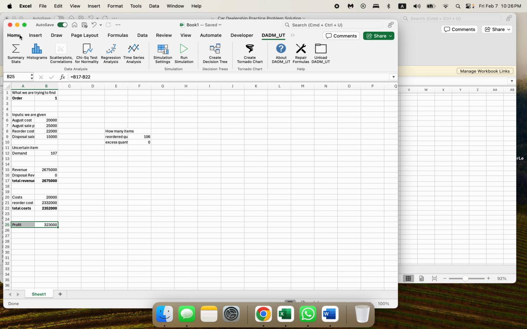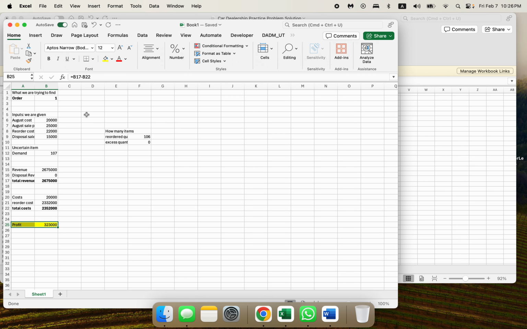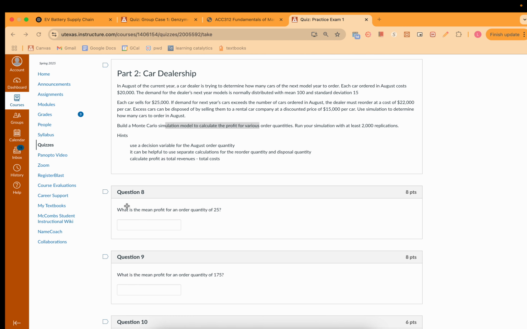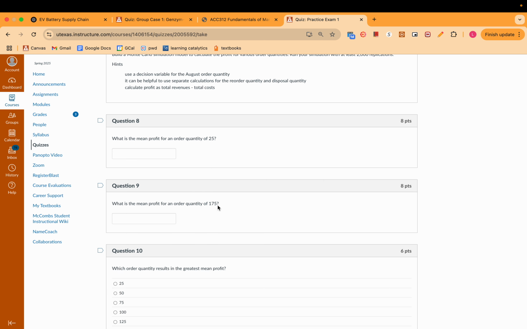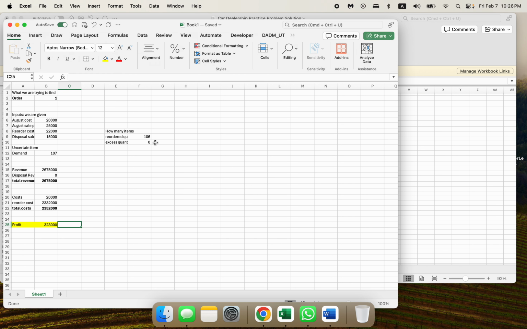Now this is the important bit: the profit is what we need to find. So we can build a simulation model for various order quantities. I'm assuming from 25 to 175 in 25 increments. So the various order quantities that we want to test would be 25, 50, all the way to 175.